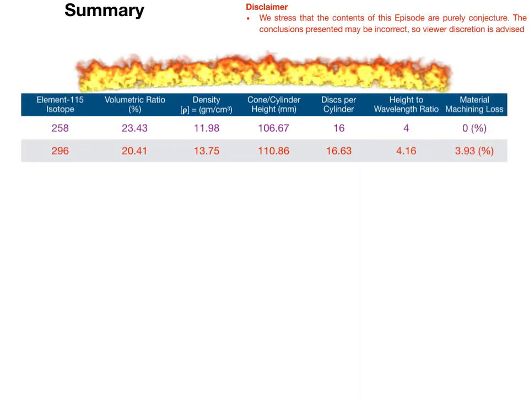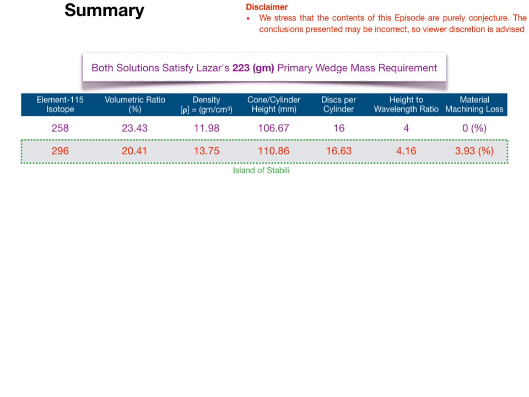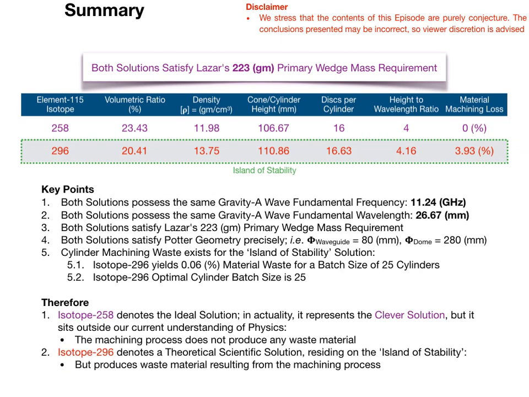Our investigation supports the conclusions derived in previous episodes. That is, a stable isotope of element 115 is likely to exist on the beach of the island of stability, somewhere between 295 and 301. Moreover, based upon the principle of utilisation, isotope 296 is the most suitable because only approximately 0.06% of element 115 material is lost across a batch manufacturing size of 25 cylinders.